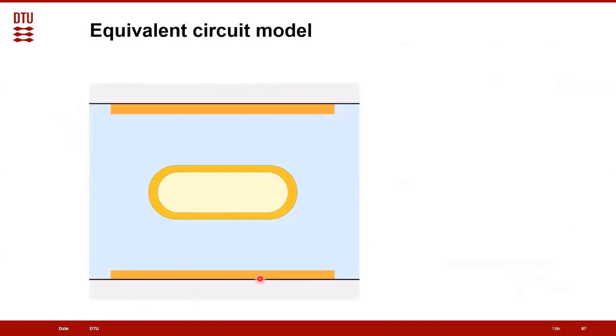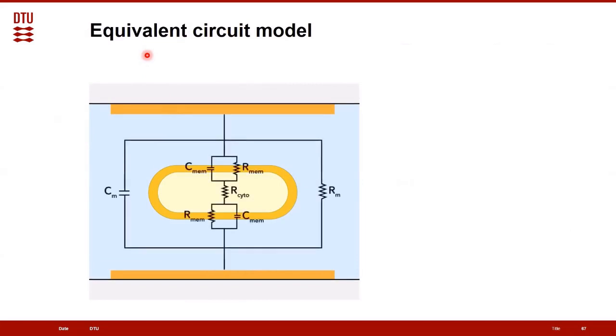If we now create an equivalent circuit model of our system, we have our electrodes in the liquid. The liquid is an electrolyte, so it has a finite resistance and also a capacitance. Then we go to our particle, where we have the membrane, which can be thought of as a capacitance. But because there are also proteins that the cell uses to communicate with the outside world, we can also include a resistance. Then we have the cytoplasm, which is a conductor, and then again the other part of the membrane, and then back to our electrode.